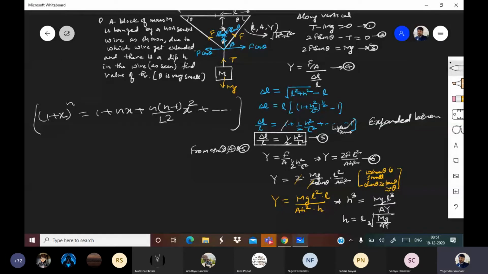As h is very small, h square will also be very small, so we neglected those higher terms. I mentioned those higher terms as higher terms and then we neglected them. Did you notice? So this we got using binomial expansion. Okay, sir, you just use it like a formula. Yeah, it is a formula. Understood, sir. Thank you.